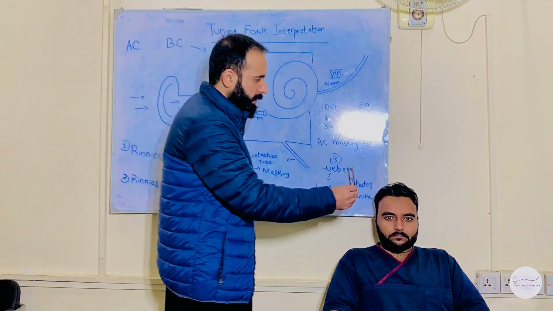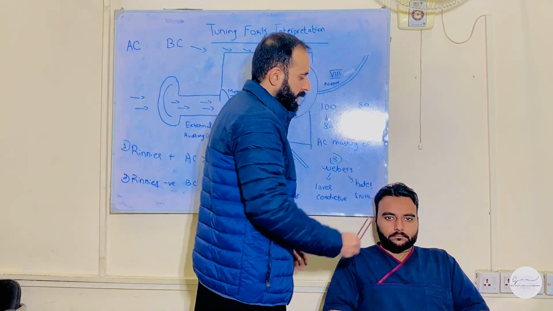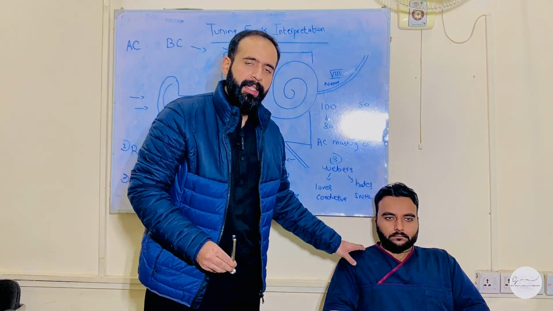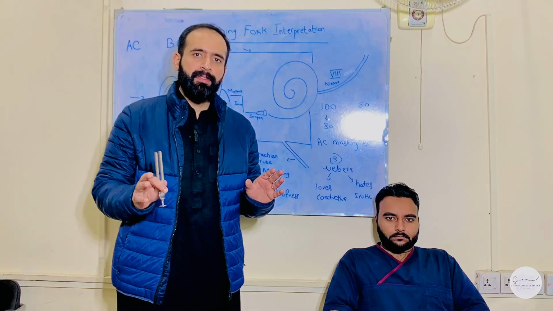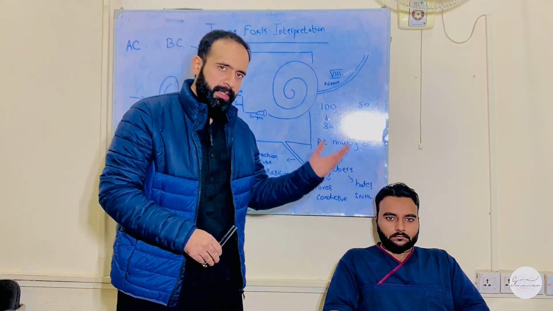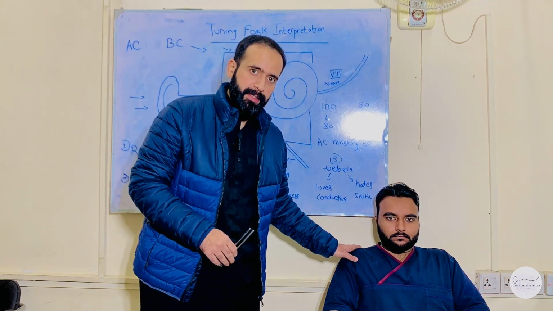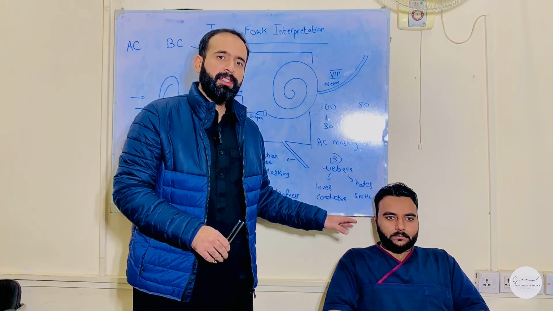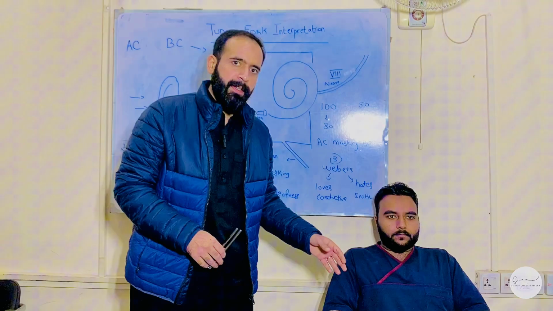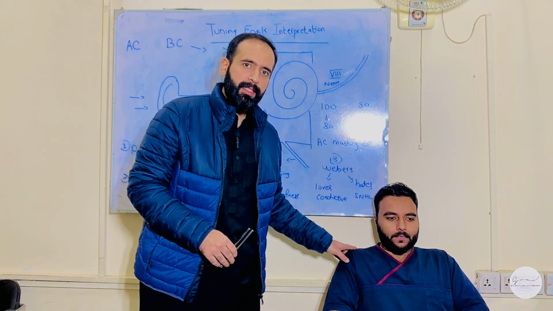I do the Weber's and the patient says that they can hear the sound in the right ear. Now what does this mean? This means that the patient is having conductive deafness in both ears, but more conductive deafness in the right ear. Remember, Weber's loves conductive deafness. Since the right ear is offering more conductive deafness, that is why it is coming towards the right ear.